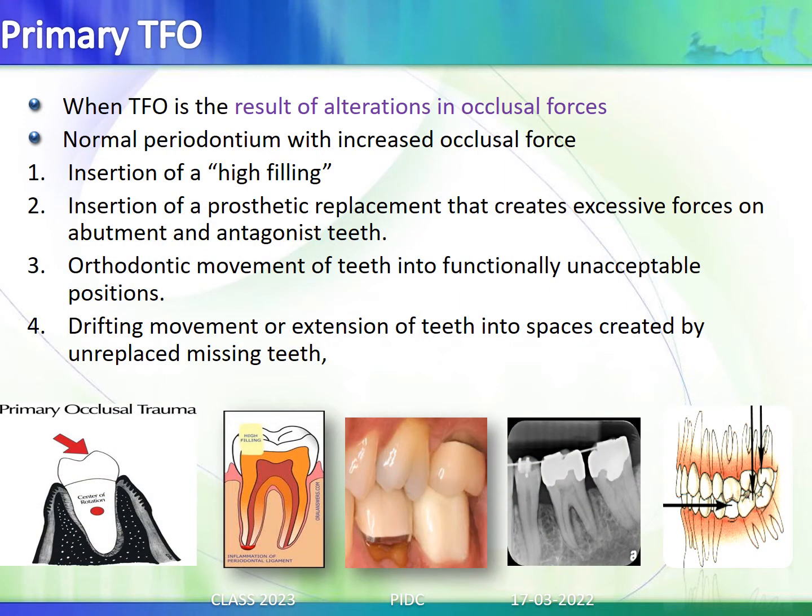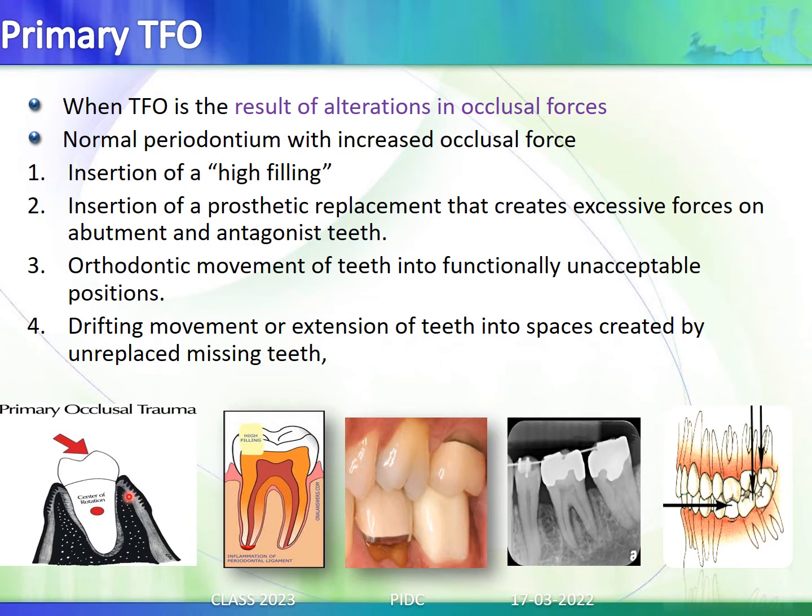Next, coming on to the difference between the primary and secondary trauma from occlusion. So now primary trauma from occlusion is when the trauma from occlusion is the result of alteration in the occlusal forces. So here you can see that the bone level around the teeth is fully present, but when there is a change of occlusal forces, then it could result in trauma from occlusion of the adjacent structures.